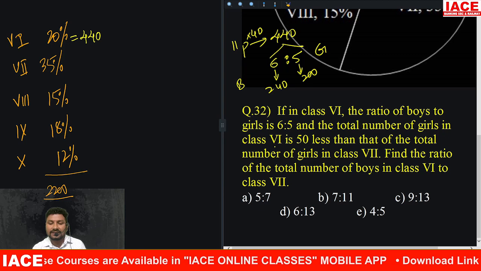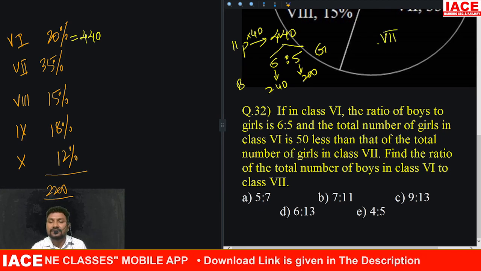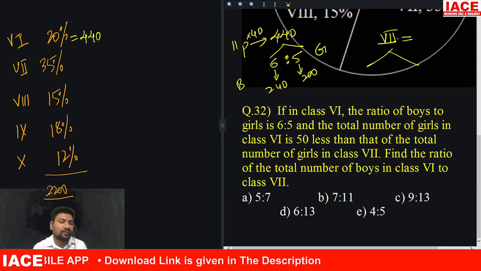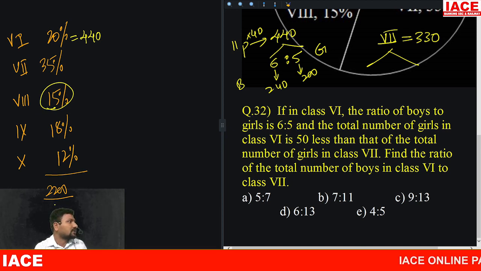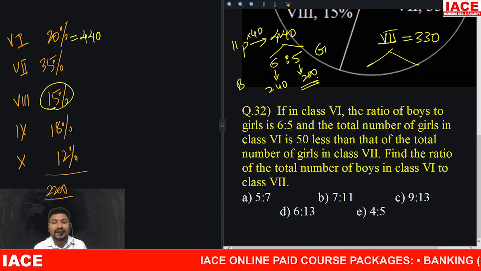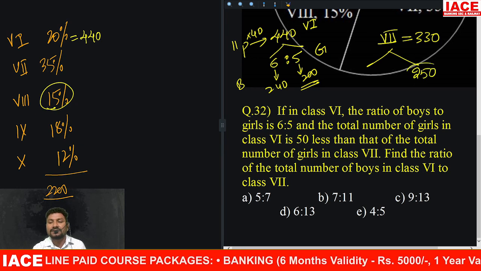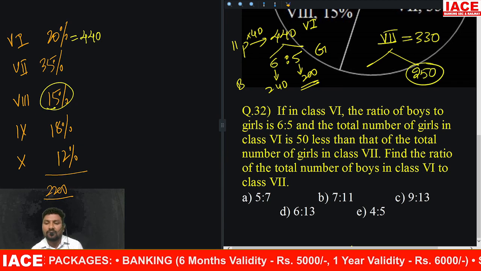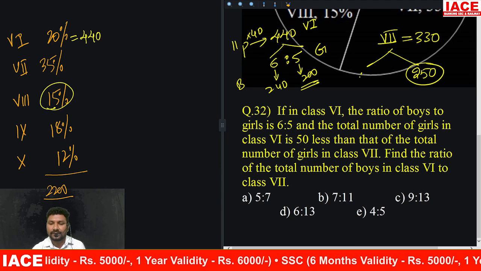And the total number of girls in class 7th is 50 more than the total number of girls in class 6th. Then class 7th is how many students? 15%. 15% of 2200. 15 to 30, it is equal to 330 members. 15% of 2200, how many members? 330. In this 330, the girls are 200 in class 6. Compared to class 6, class 7th is 50 more. That means it is 250. And now how many boys are there? 80.